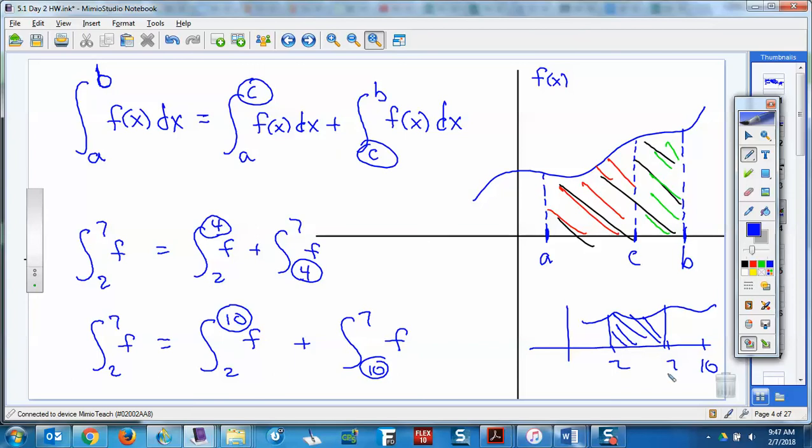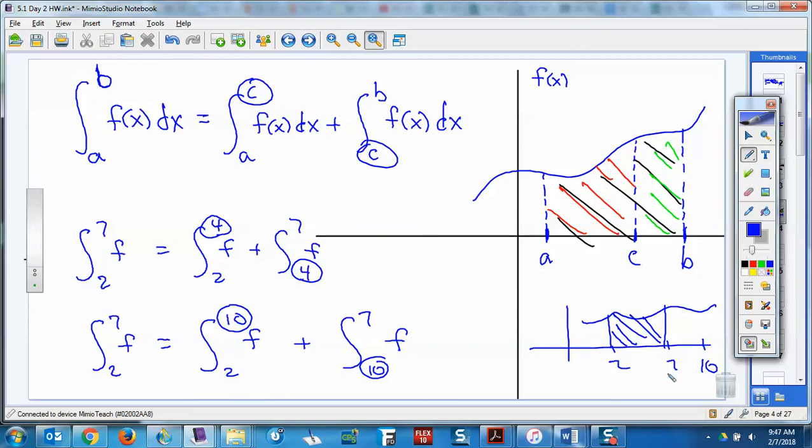Negative. Why? Because we're going backwards. That's what we were saying at the beginning today, right? If you go from 10 to 7, that's going backwards. Well, if you go backwards, everything's opposite. So we go backwards from 10 to 7, this area is negative. So if you take this area, 2 to 10, add on that area, but make it negative, what do you end up with?